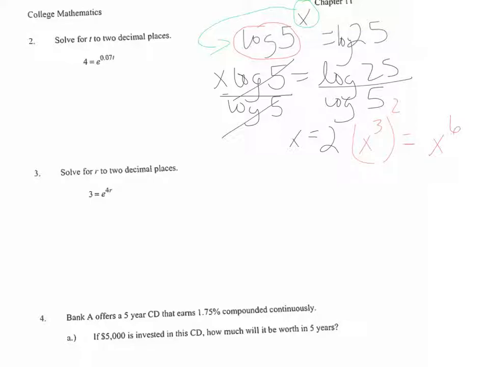Now, what I want to pay attention to is my base. If my base is a number like 5, in the example that I just showed you, I can either use log or I can use ln. It doesn't matter as long as I'm taking the same kind of log on both sides. I either had to do the log of both sides like we just did here, or if I wanted to, I could have done the ln of both sides.